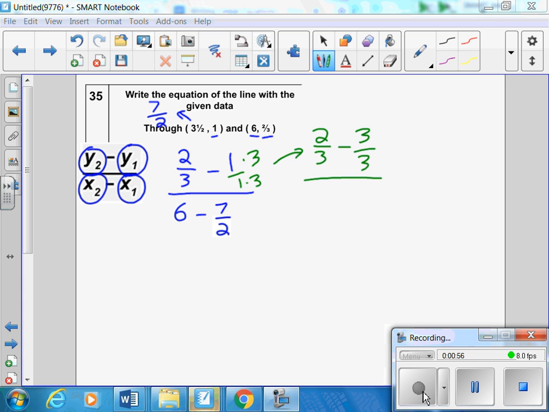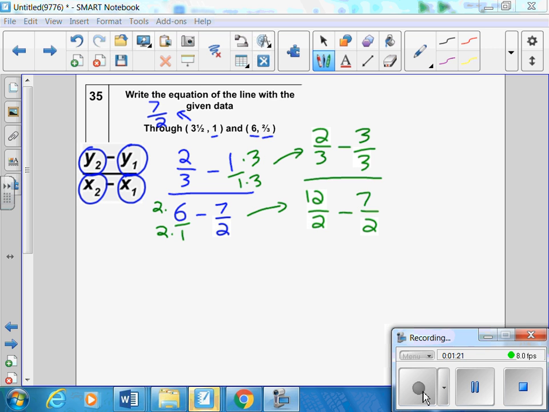Over. Same thing on the bottom. We need common denominators, so I'm going to put this over 1, and then we need to times by 2 to get common denominators. 2 times 6 is 12. And then 2 times 1 on the bottom is 2. Minus 7 over 2. Now it's going to be a lot easier to add or subtract these fractions.